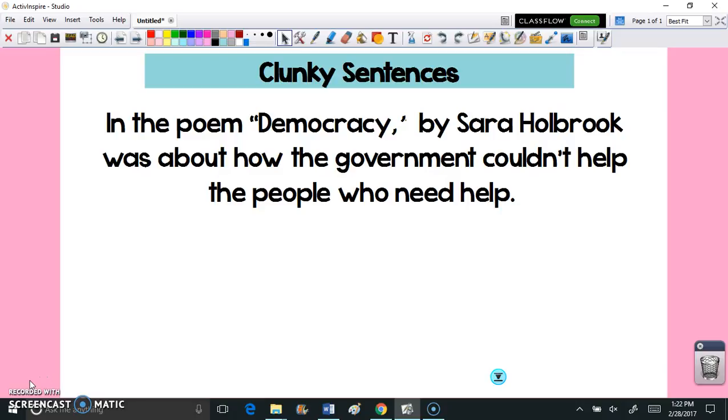I noticed that in a lot of people's introductions, in the middle sentences where you are introducing your text titles and the author's names, and maybe just giving a little summary of the text, a lot of these sentences are being written in a really clunky kind of way.